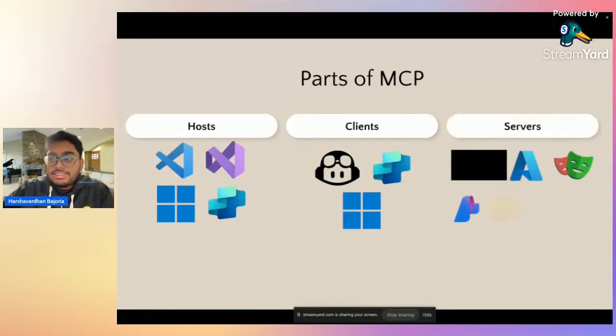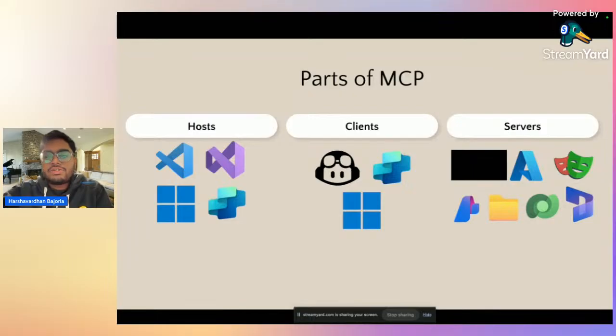Last but not the least is the servers, where you host your MCP or where you put your MCP. You can use your local server, you can put it on Azure, you can put it on AI Studio, you can use any other tool that you want to host your server out there. So the server hosts it, the client interacts with it, and the host consumes it. Now you can interact directly with the client. So for example, you interact with GitHub Copilot and it directly interacts with it.